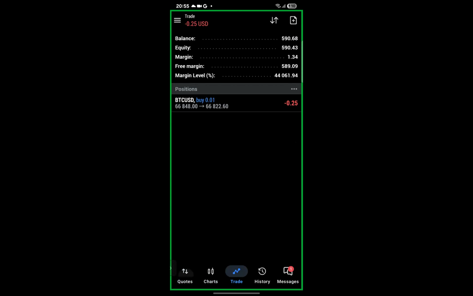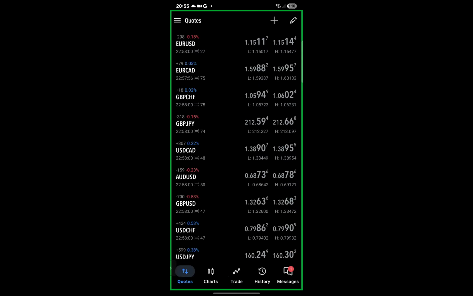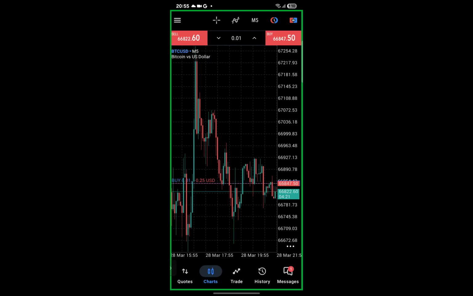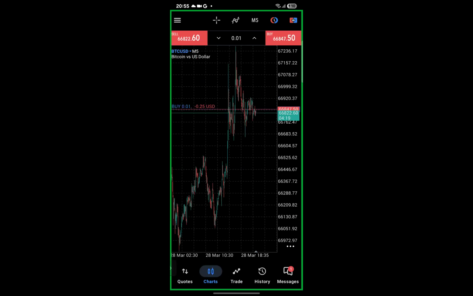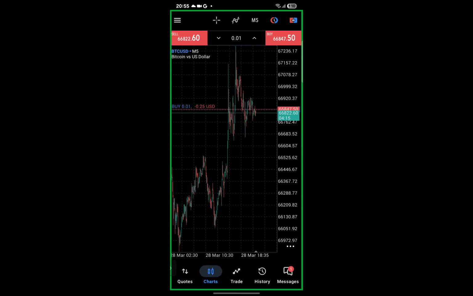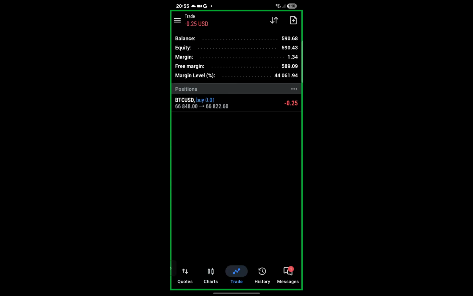So let's check the chart. Okay, see, charts have already loaded. So you can see this is what the chart looks like. So if I click on quotes, these are my currencies. If I click on charts, these are the candlesticks that are moving up and down. If I click on trade, this is where I'll see the trade. So you see, I entered the trade on BTC, it's showing here currently at the moment.